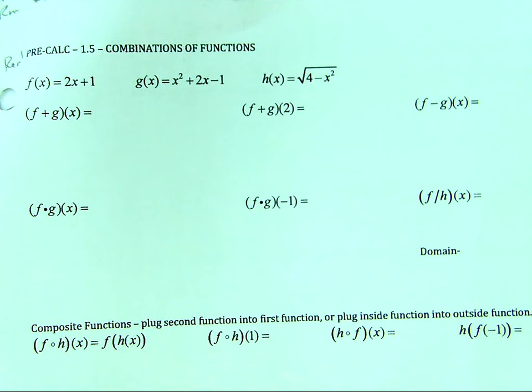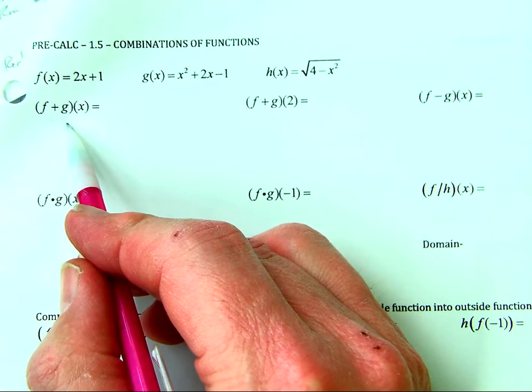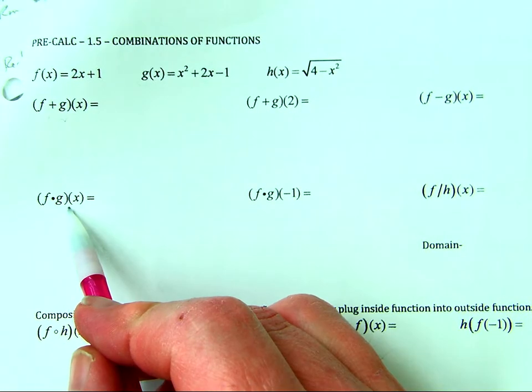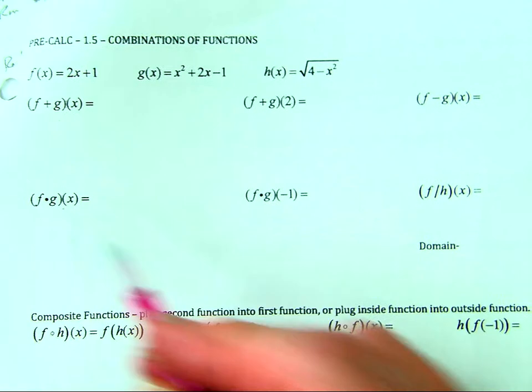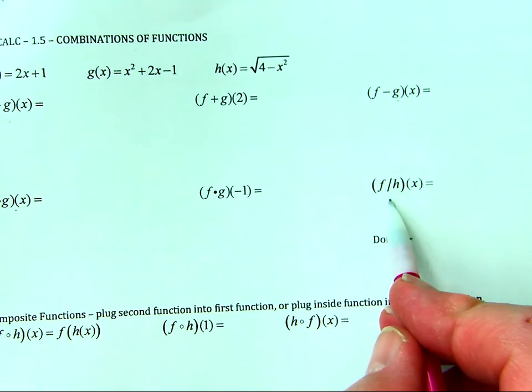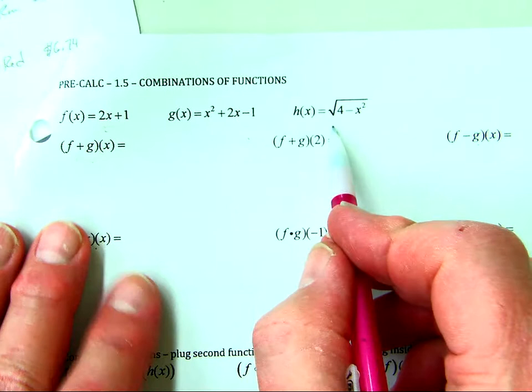And that's just like the thing says. So if it says f plus g, you're just going to add those two together. If it said f times g, you're going to multiply the two functions. If it said f minus g, you're going to subtract the two functions. If it says f over h, you're going to divide the two functions. So like here we have these three functions. There's f, g, and h.